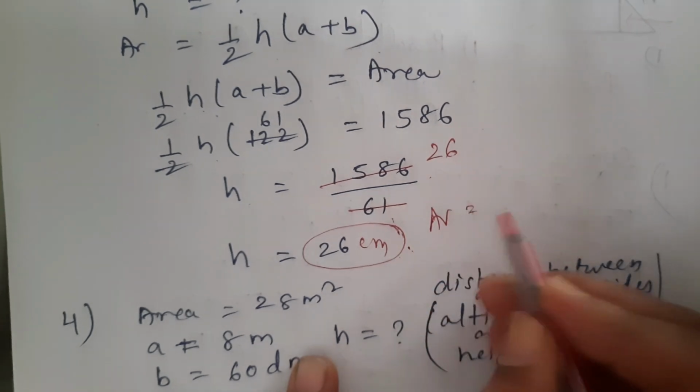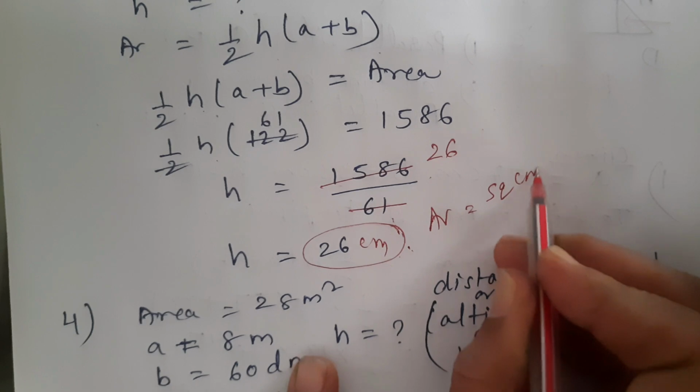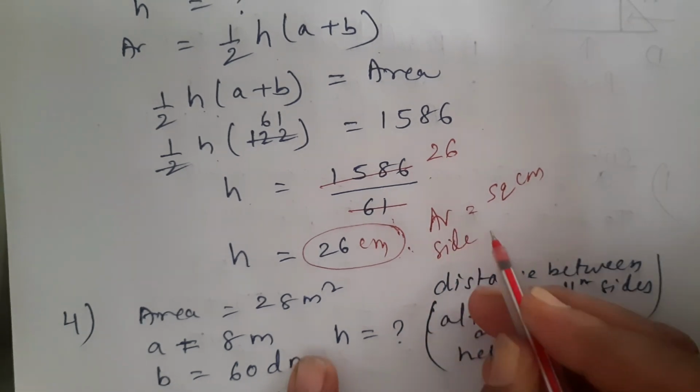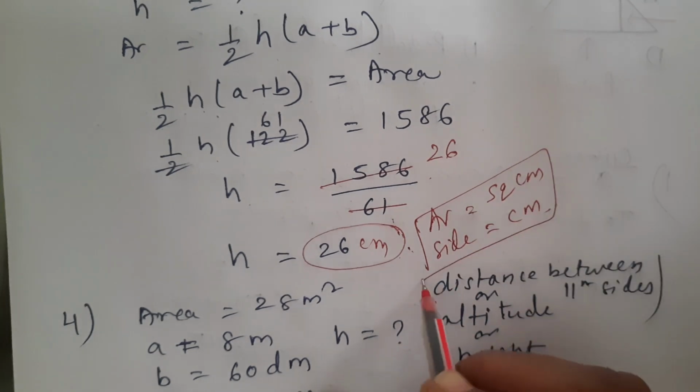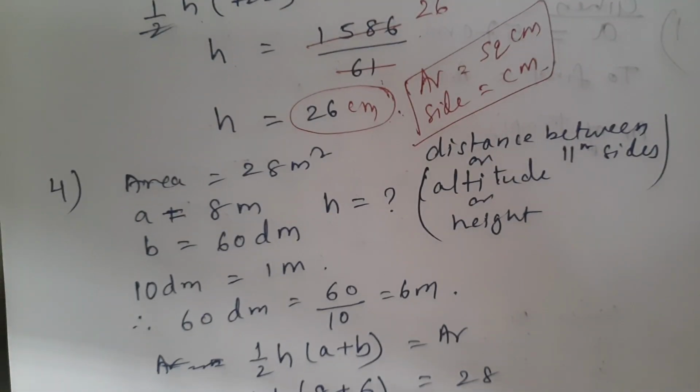When we find area, we put it as square centimeter. While finding any side or height, it is only centimeter. So be particular with the units. Now let's start with fourth question.